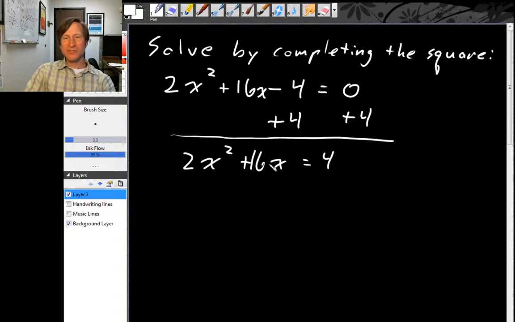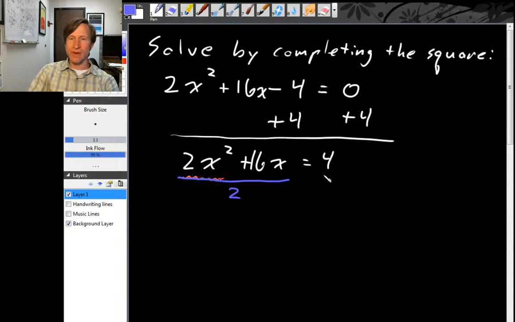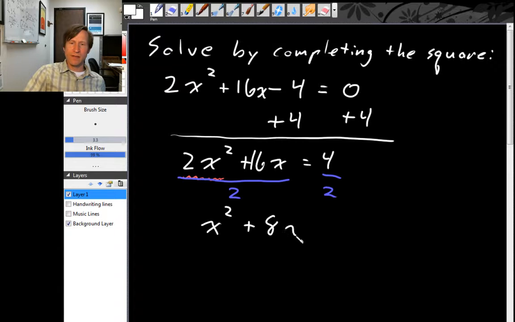Now, to complete the square, it's easiest to do if the coefficient on your leading term, on the squared term, is equal to 1. Right now we have a 2 here. We'd rather have a 1 there. That's okay. All we have to do is divide everything by 2. So divide the left-hand side by 2, divide the right-hand side by 2. And on the left-hand side, this gives us x squared plus 8x. And on the right-hand side, we have 2.